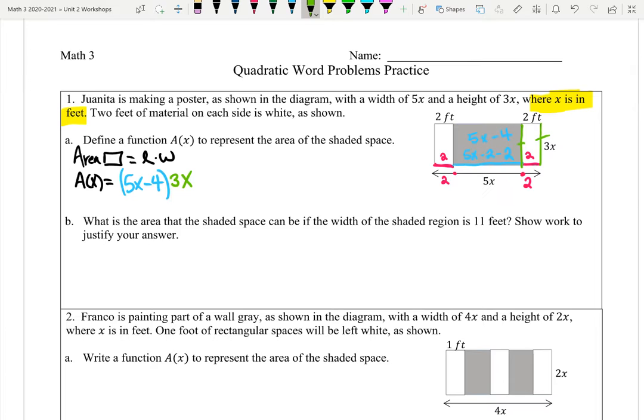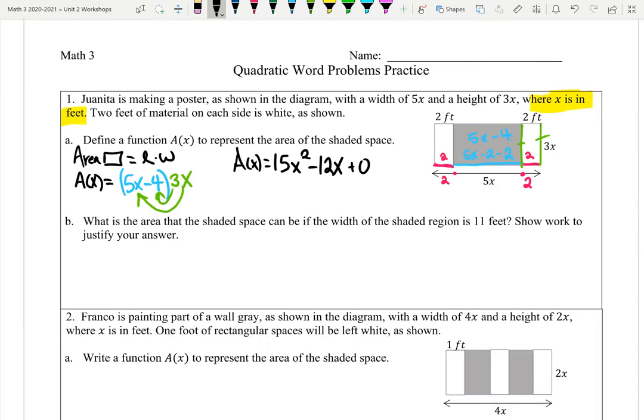Now, this is technically done, but to derive more meaning, I am going to distribute 3x to both terms. So my final answer, after I clean it up, is going to result in 15x squared minus 12x. In this case, c is 0. You don't need to put it. You can exclude it. I know that this graph is going to be concave up with a y-intercept of 0, 0.